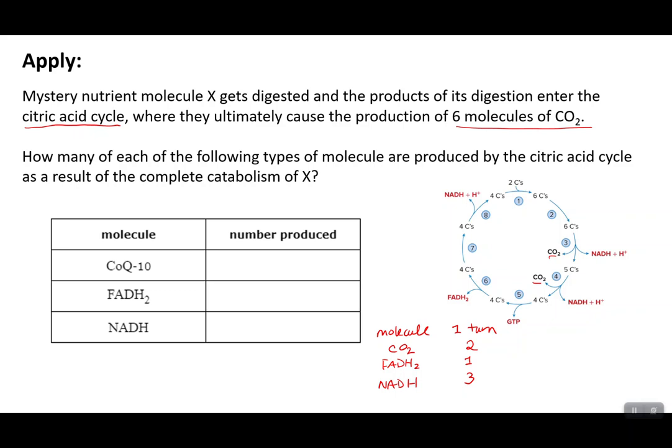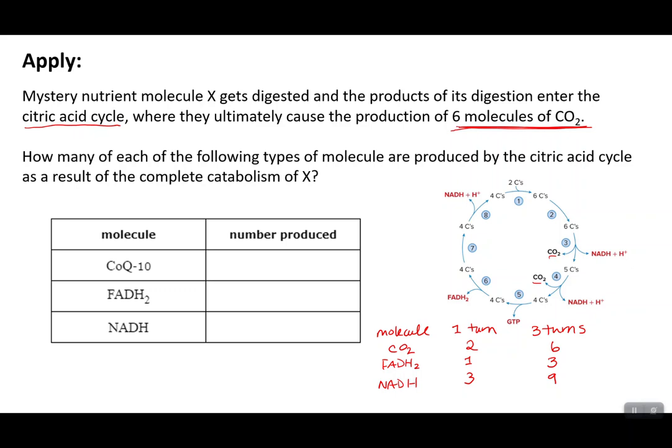But here they are telling us we produced 6 molecules. So this means we must have done more than one turn, because in one turn we only produced 2 CO2s. If I produced 6 molecules of CO2, that means 2 times 3 is 6, so we must have done 3 turns, each turn producing 2 carbon dioxide molecules. Since we did 3 turns, we are also producing 3 total FADH2s, and 3 times 3, 9 total NADH molecules.